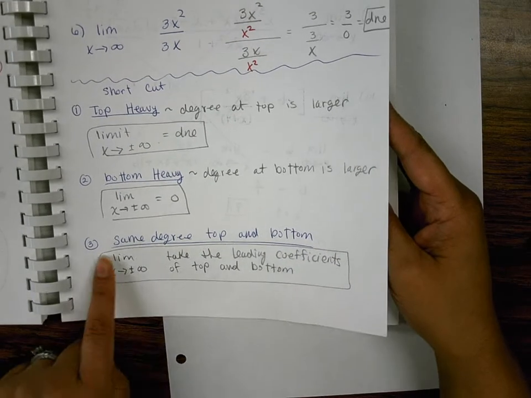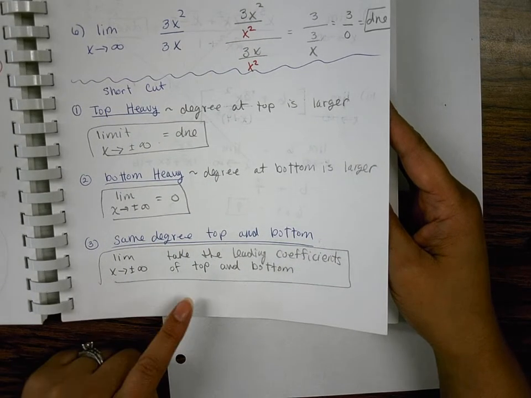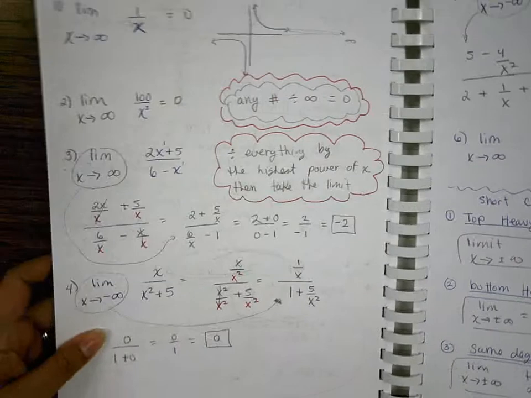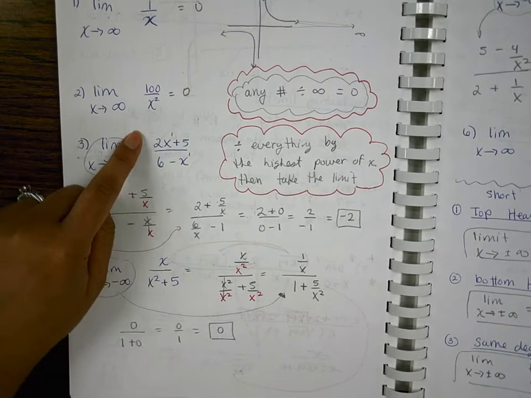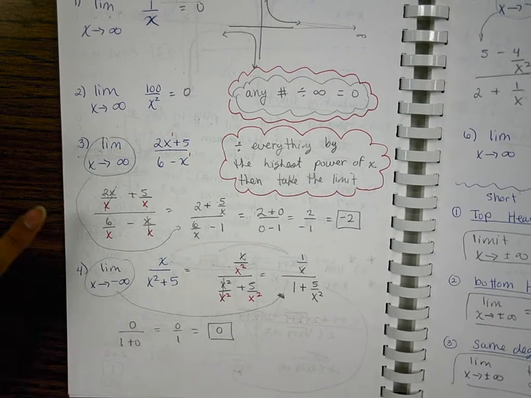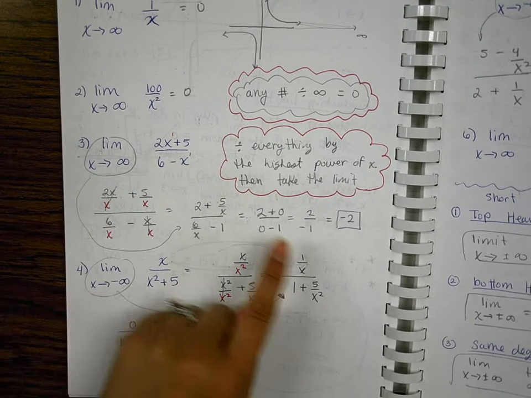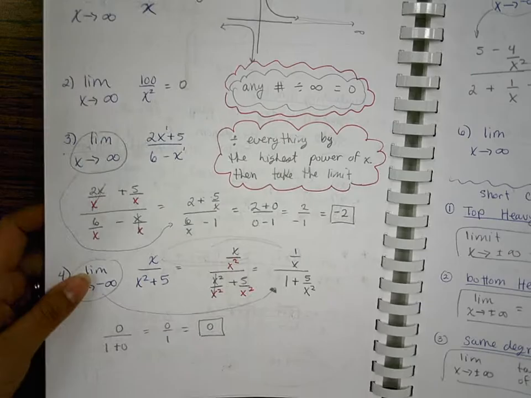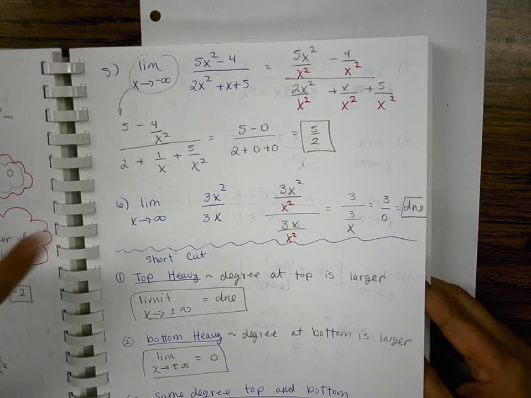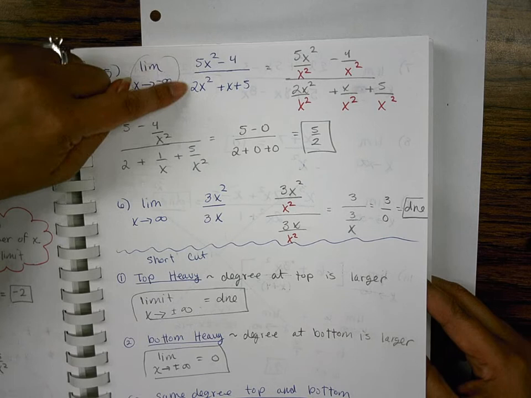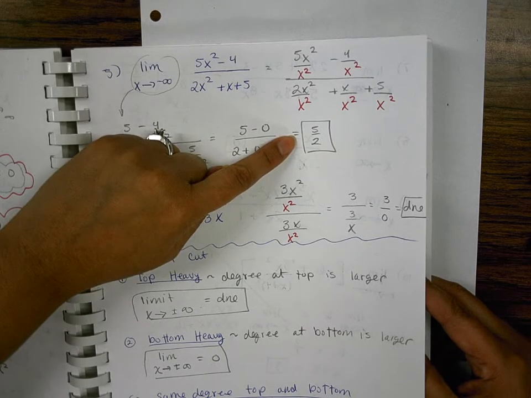And the last one, same degree top and bottom. You take the leading coefficients. We have one here. Same degree top and bottom, x to the 1, x to the 1. Leading coefficients, that's the 2 and the negative 1. 2 divided by negative 1 is negative 2. And we have another one right here. Degree is 2, degree is 2. Leading coefficients are the 5 and the 2, so 5/2.